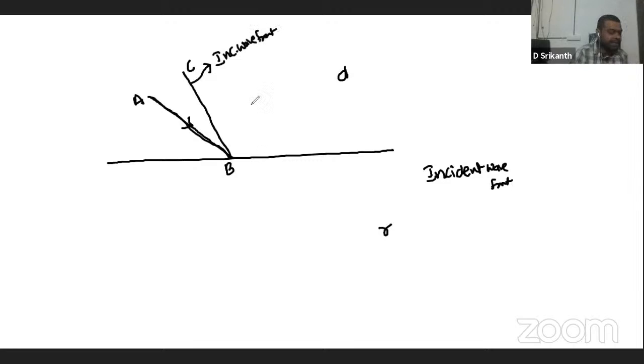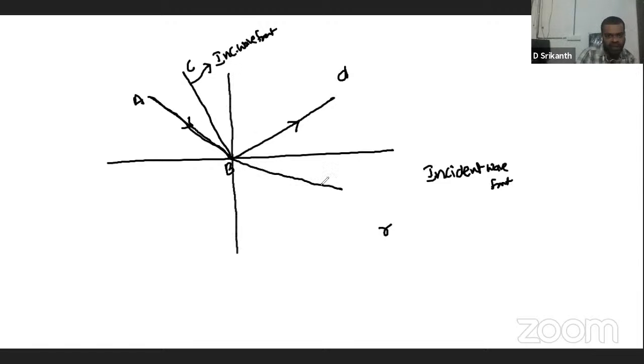Whenever a light ray is incident, some part of the light ray will be reflected and some part will be refracted with respect to the normal. Let us consider BC is the refracted ray. Fine. Hello, is it fine?